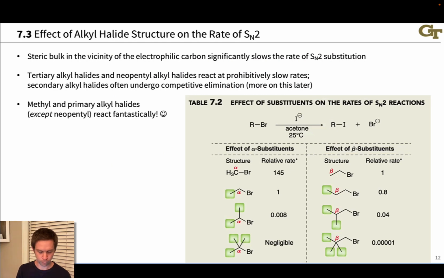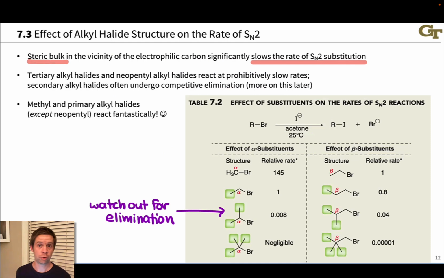And so steric bulk in the vicinity of the electrophilic carbon is going to slow the rate of SN2 substitution substantially. So tertiary alkyl halide substrates basically react at negligible rates. We see that in this table. No SN2 at all for a substrate like tert-butyl bromide. Secondary alkyl halides can react in substitution, but do so at a very slow rate relative to primary substrates.